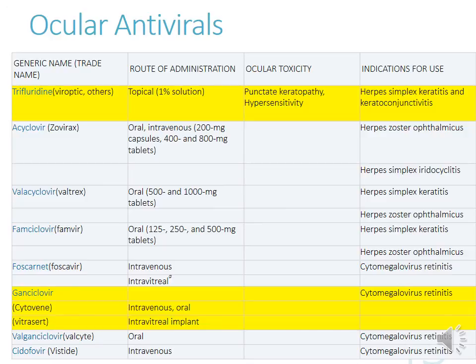So again, trifluridine comes as a topical solution, and we have that ganciclovir, that's that Vitrasert that we saw previously, where they actually insert it into the globe itself. And just know the different indications for these two. Know that the ganciclovir is really going to be for CMV, cytomegalovirus retinitis, and then the trifluridine is going to be better for the herpes based viruses.